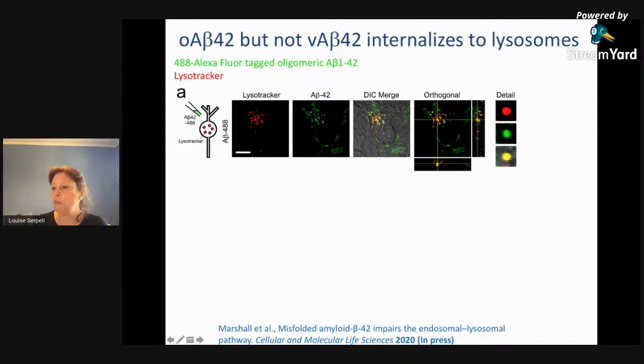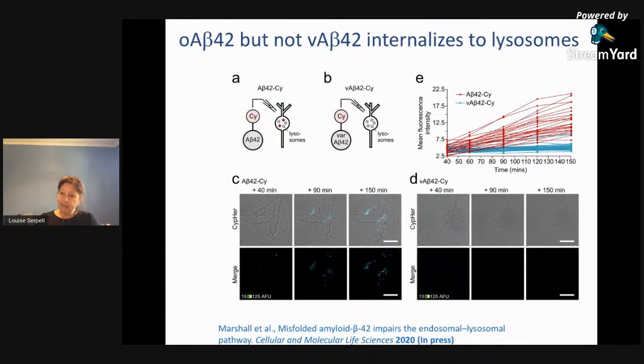So we know that the amyloid beta is getting into the lysosomes. If we use the cipher tagged A-beta, we can actually follow the kinetics of that internalization. So we actually can follow that over time, and we see the A-beta 42 cipher going into the cells, increasing in fluorescence, whereas the variant A-beta 42 does not get internalized. So you can see that quite clearly here. And this is depicted in the images below, but this is the analysis of that data.